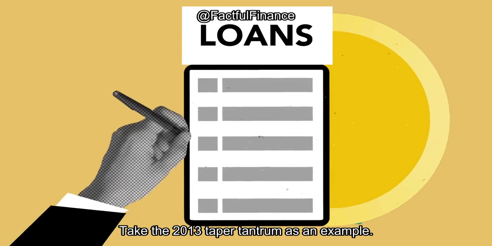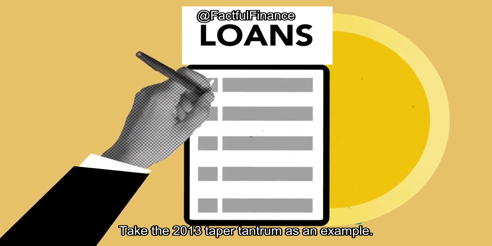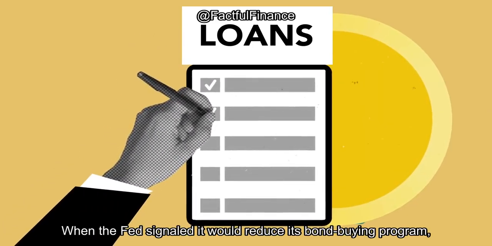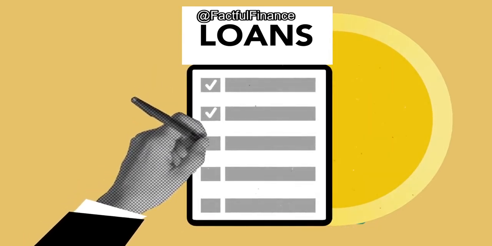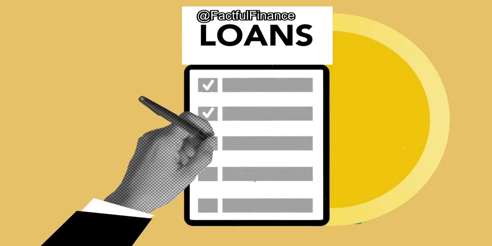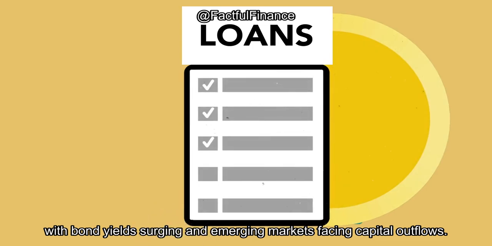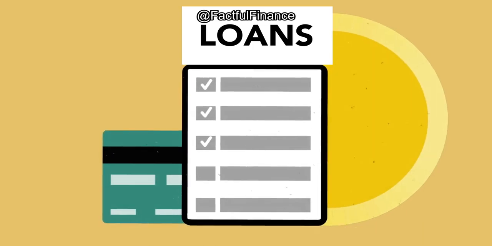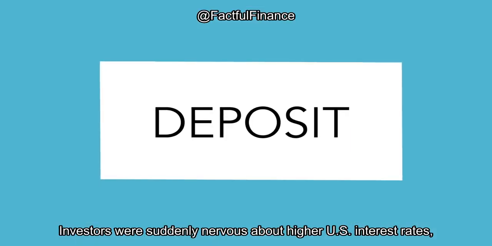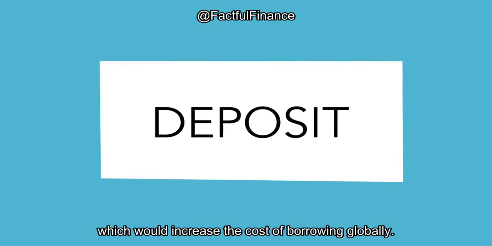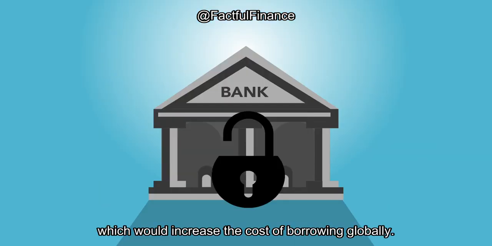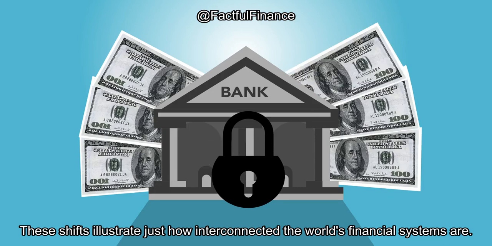Take the 2013 taper tantrum as an example. When the Fed signaled it would reduce its bond buying program, global financial markets reacted sharply, with bond yields surging and emerging markets facing capital outflows. Investors were suddenly nervous about higher US interest rates, which would increase the cost of borrowing globally. These shifts illustrate just how interconnected the world's financial systems are.